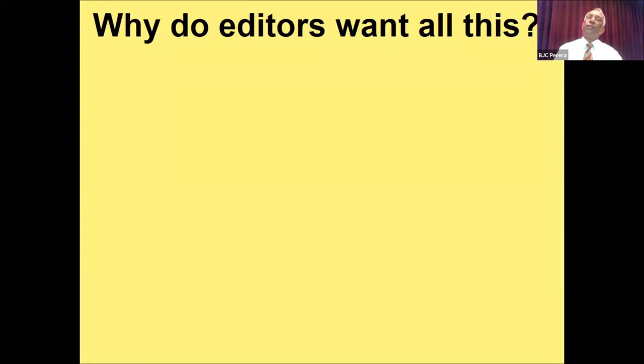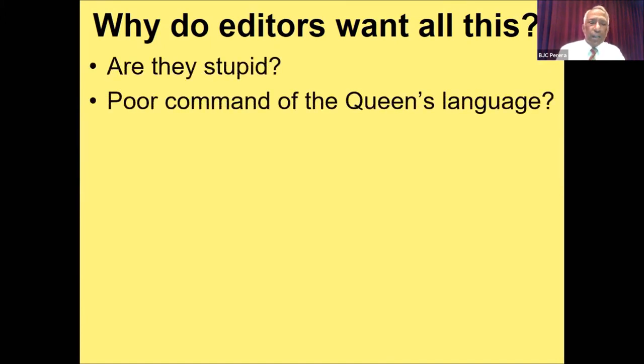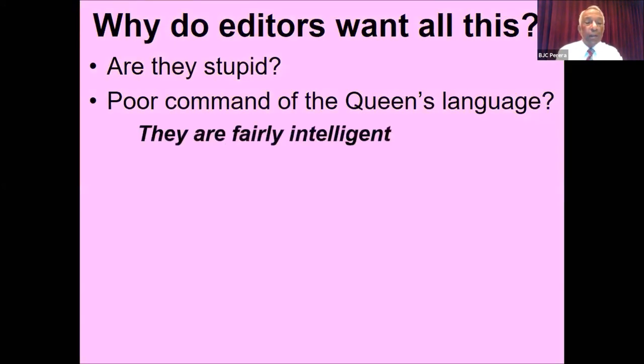Now, you might justifiably ask, why do all these editors want all this? I think it is true of most editors, what I have said, that these are the things they would like to have. Why do editors want all this? Are they stupid? Or do they have a poor command of the Queen's language? Is that the reason that they want it simplified?